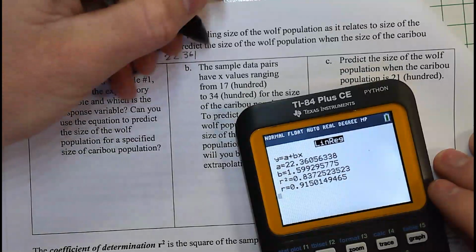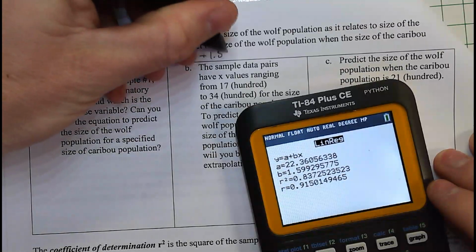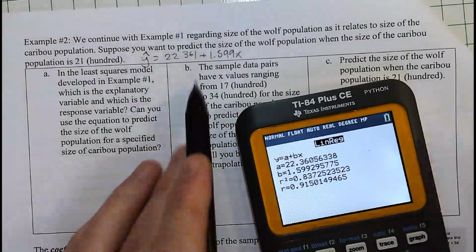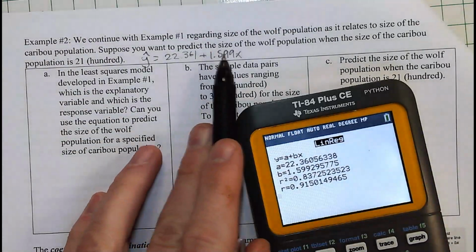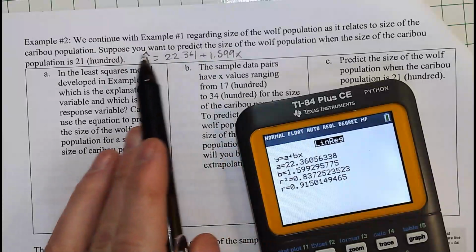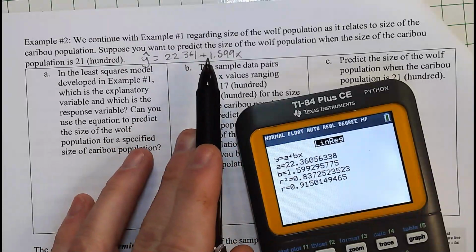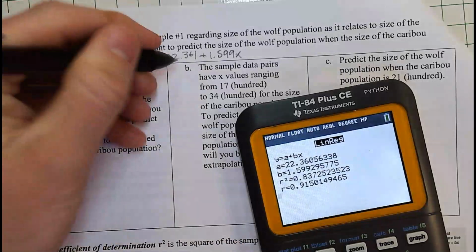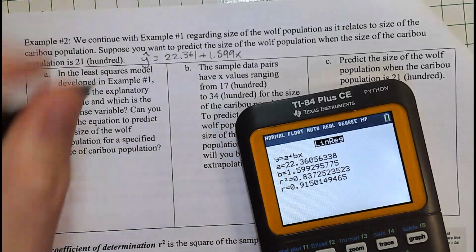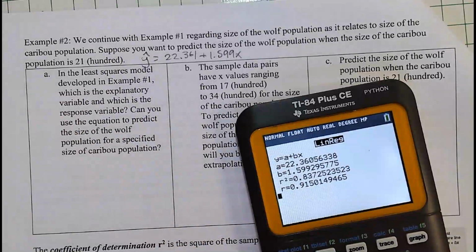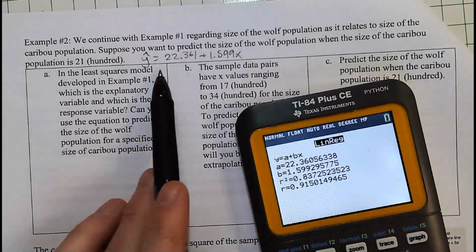22.361 plus 1.599x. As I said, you could use option 4 where it would look like it would reverse a and b. It'd be y hat equals 1.599x plus 22.361. I don't think you'll have to enter the hat on there. That's just the proper way to do it when you're doing regression. All right, here is the least squares regression model right there.